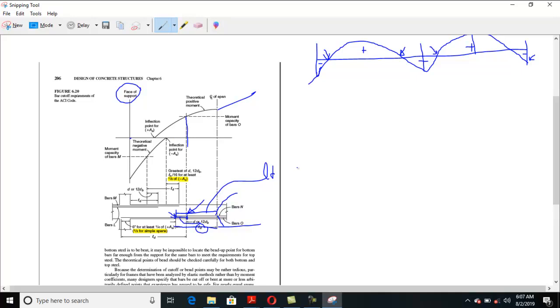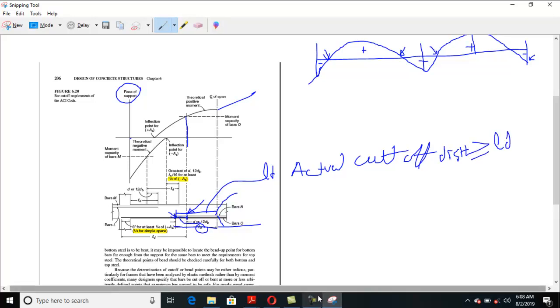Okay, your actual cutoff point, or you can say your actual cutoff distance, must be greater than or equal to LD. Clear? This is important. Basically, this actual cutoff distance must be equal to or greater than LD. Clear?